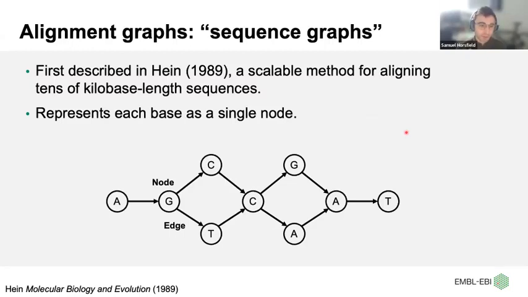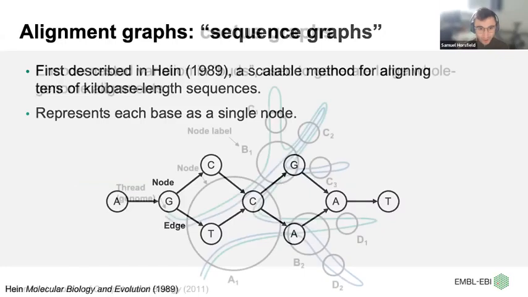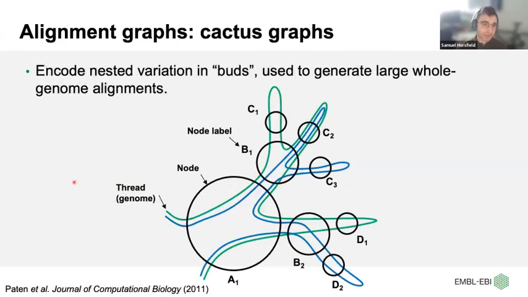which represented each base in an alignment as a single node in the graph. And it was deemed a scalable method for aligning tens-of-kilobase-length sequences. So in this case, it was used for generating phylogenetic trees of genes. We now have methods that scale up to genome-sized alignments, and a good example of this is a cactus graph. This was published a few decades after the original alignment graph paper by Hein. It encodes nested variation in these sorts of buds, like a cactus-like structure, hence the name. And it's used to generate large whole genome alignments.